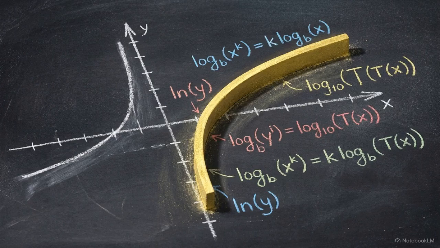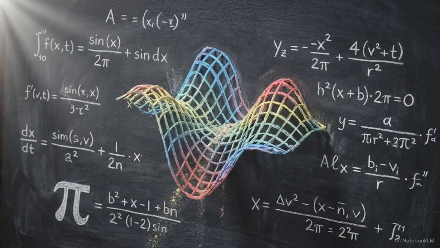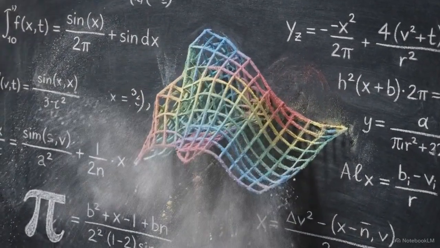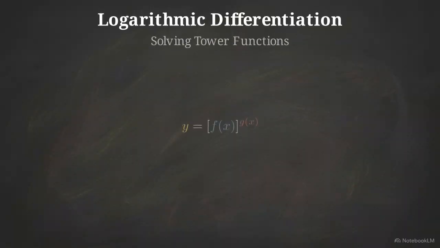To differentiate these dynamic pairings, standard algebraic rules must be replaced by logarithmic transformations. Recognizing the absolute boundaries of standard calculus is the prerequisite for modeling systems where no variables remain static. Solving these requires the logarithmic differentiation workflow.